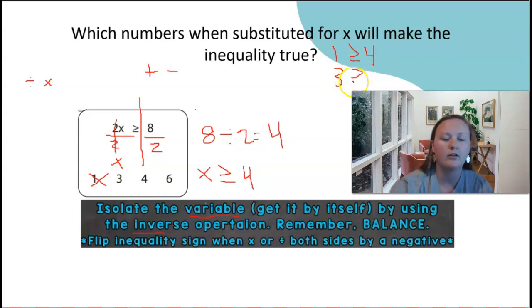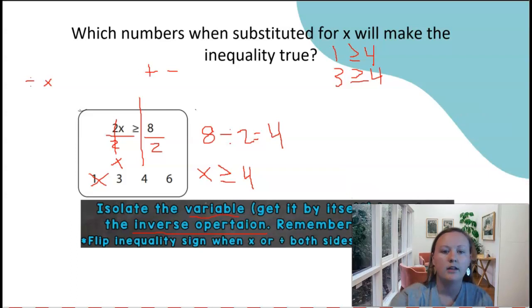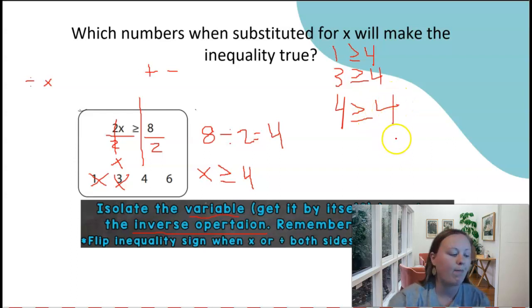3 is greater than or equal to 4. Well, is 3 greater than or equal to 4? No, 3 is smaller than 4. That doesn't work either. 4 is greater than or equal to 4. Is that true? That is true because of our equal sign right there. So we'll circle that one.